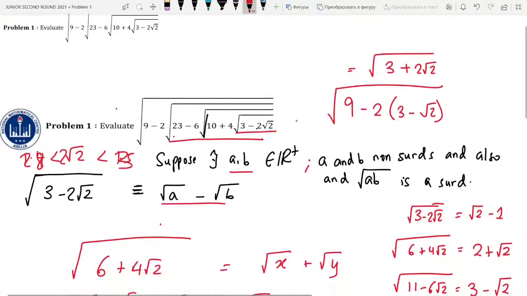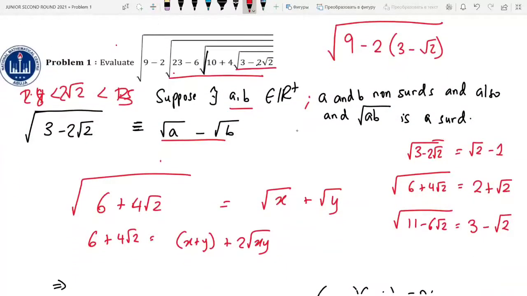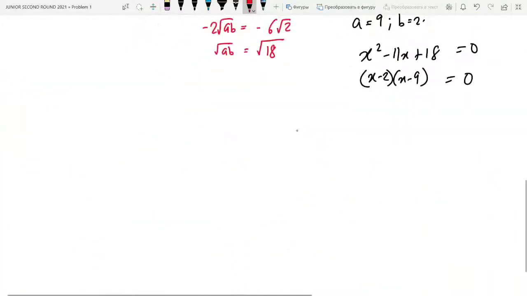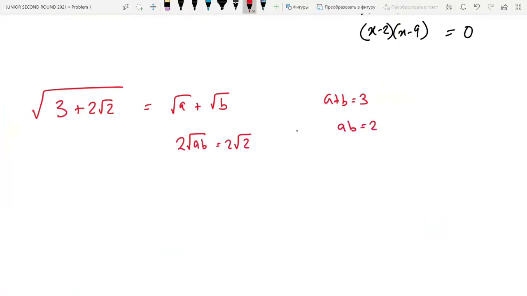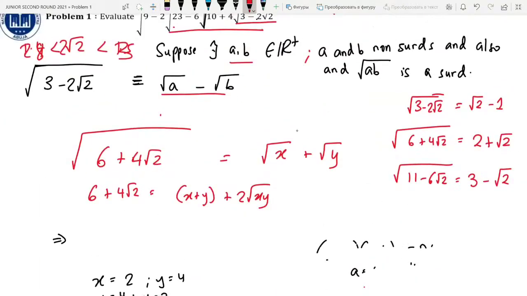So the final answer to this is the square root of 9 plus the square root of 3 plus 2 root 2. Let's check the square root of 3 plus 2 root 2. Because there's a plus in between, we put a plus here and get that A plus B should equal 3, as we've always been getting, and AB should equal 2. We have solved this equation before, and we got that A can be 2, B equals 1, or the other way around, because there's a plus here, so the order doesn't really matter. So the square root of 3 plus 2 root 2 equals the square root of 2 plus the square root of 1. We just write that as 1.